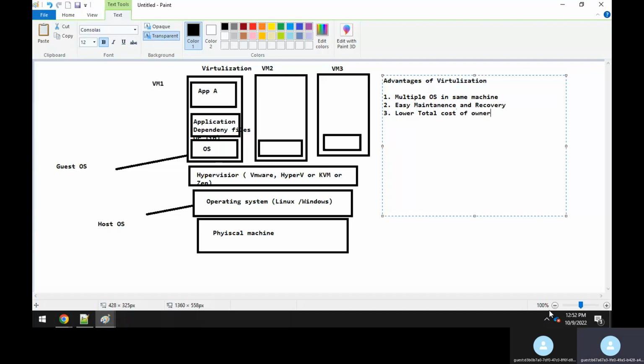Before virtualization, for each and every single application deployment, you used to have a single server. So the cost was higher, because you needed to procure a lot of servers to run applications.